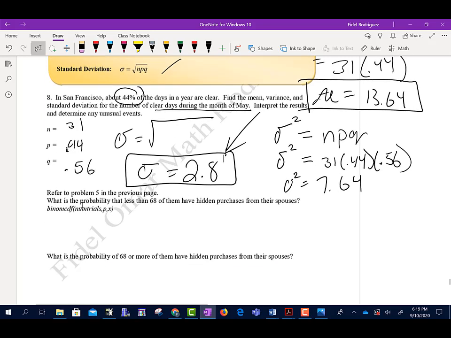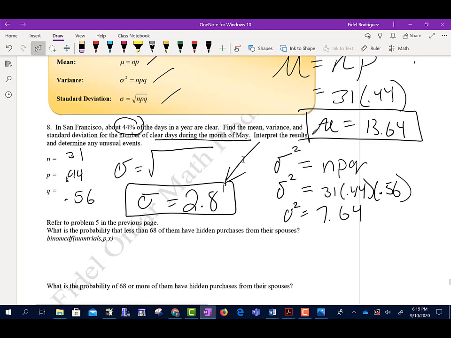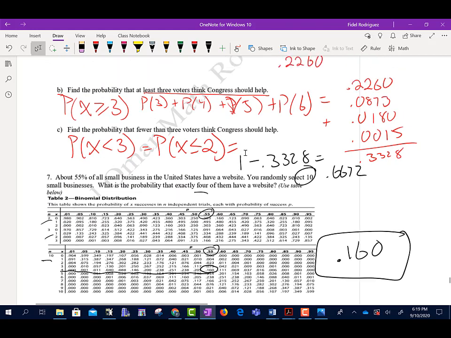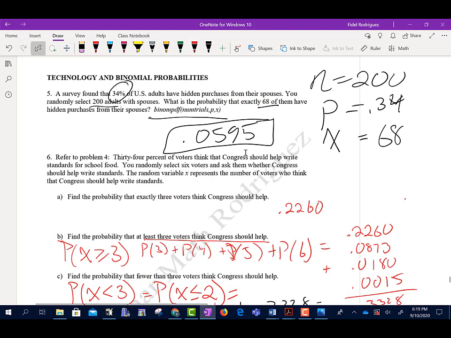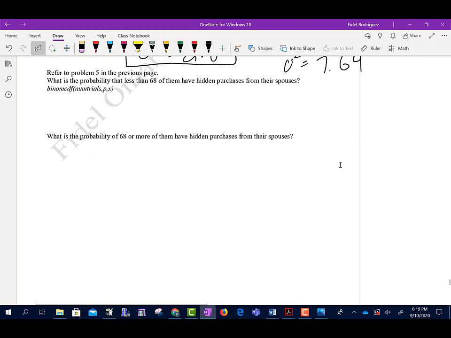Now, these next two problems say, what's the probability that less than 68 of them have hidden purchases from their spouses? So if I come back to the problem that we're dealing with the spouses, here we go. So 34% of U.S. adults have hidden purchases from their families or from their spouses. We're going to select 200. Let me just write some information out. So in this case, P was 0.34. My N was 200.